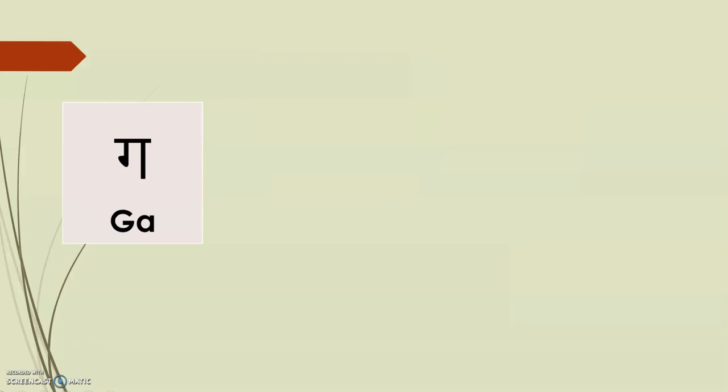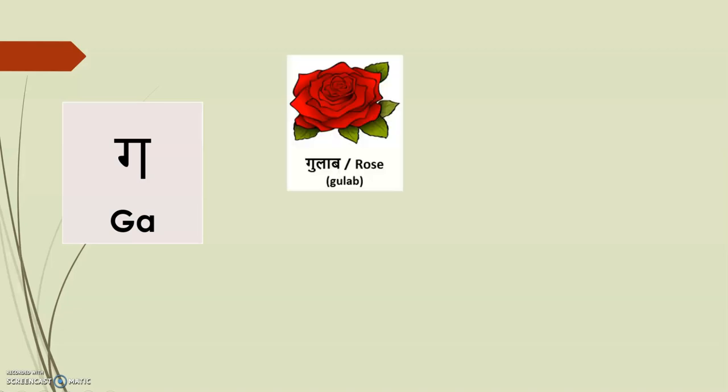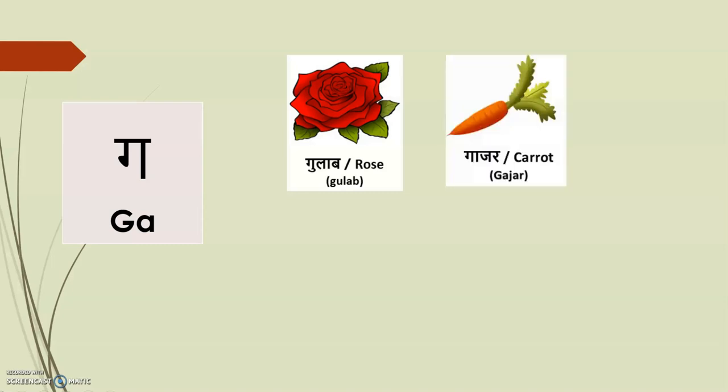Now let's go to the third letter of the first group. The third letter that we see here in the first group is g. In the first picture, we can see a rose, which is called gulab in Hindi. In the next picture, we can see a carrot, which is called gajar in Hindi.